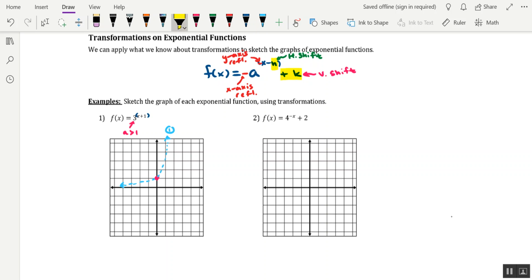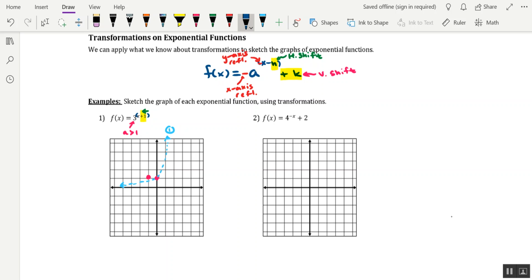There's only one transformation involved in the function provided to us, and that's indicated by this plus 1 that's in the exponent with x. Since we're adding 1 to x, recall that this is going to be a horizontal shift. Because we're adding 1 and we have to think opposite with horizontal shifts, this is going to require us to shift our graph left by 1 unit. So we're going to take graph 1 and shift it left by 1 unit. And to start that out, I'm going to take the y-intercept of (0, 1) and move that left by 1 unit.